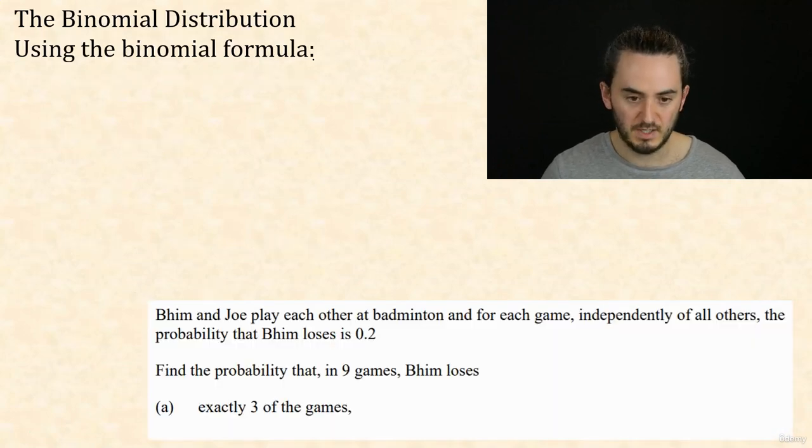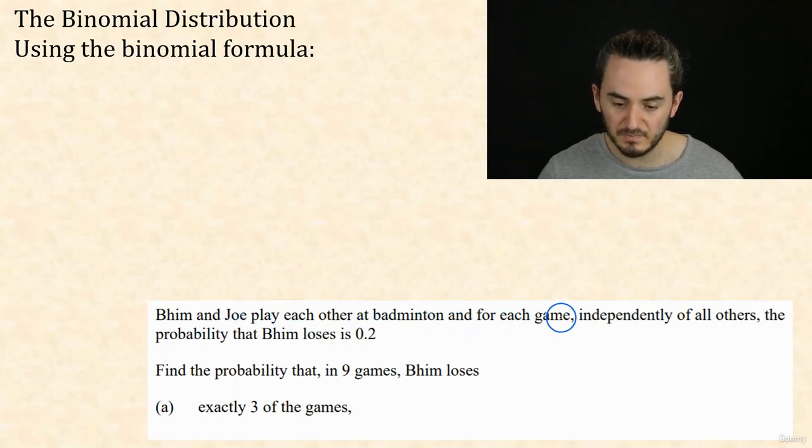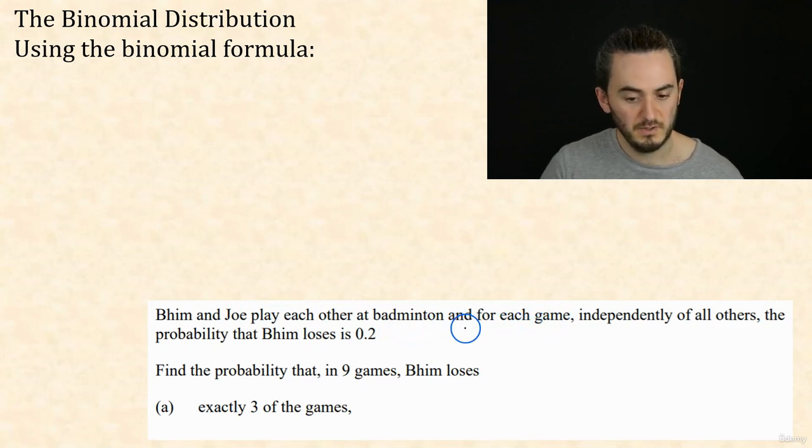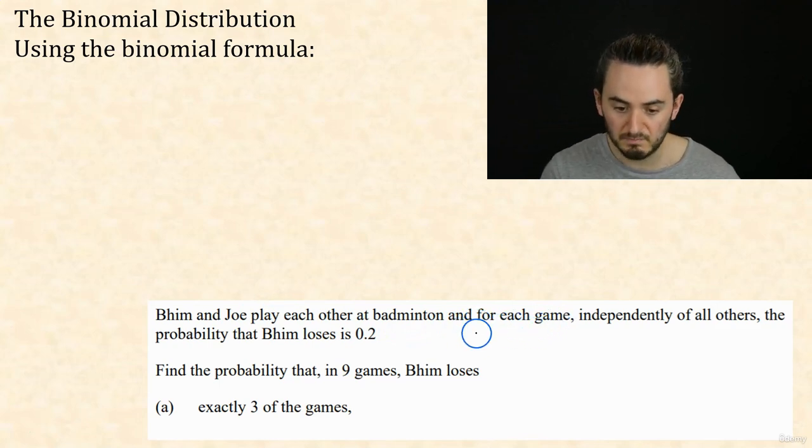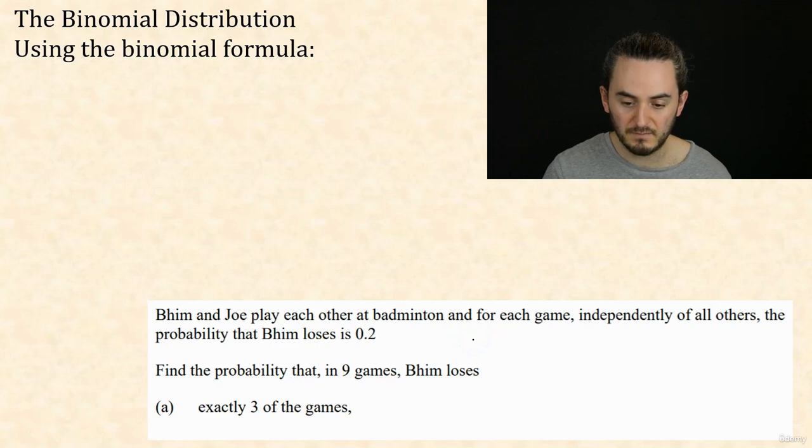Okay, let's have a look at this example. Bim and Joe play each other at badminton, and for each game, independently of all the others, the probability that Bim loses is 0.2. Find the probability that in 9 games, Bim loses exactly 3 of them.